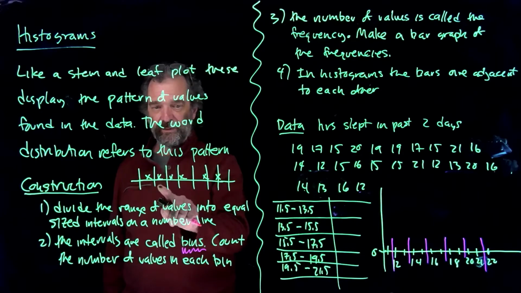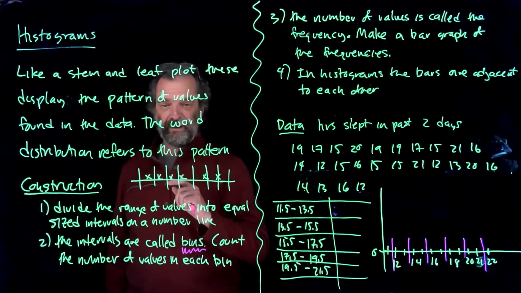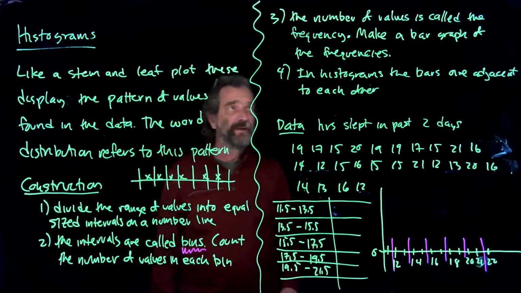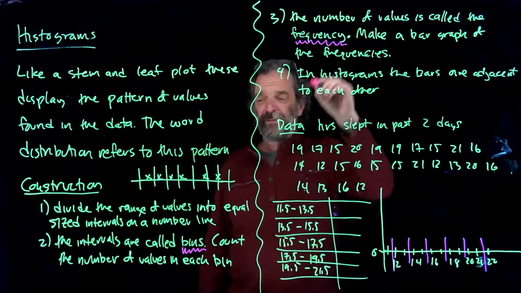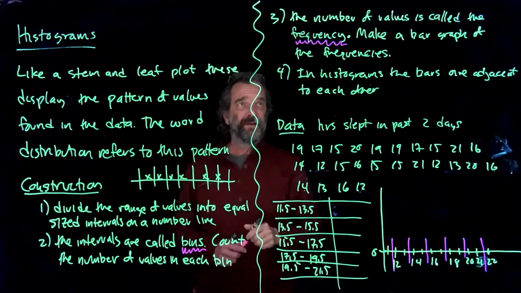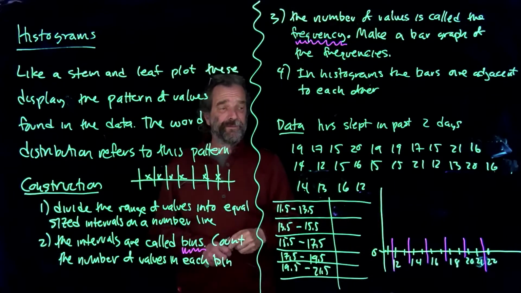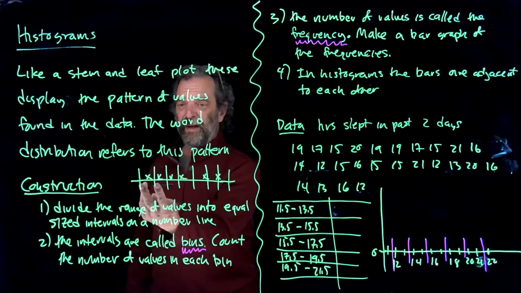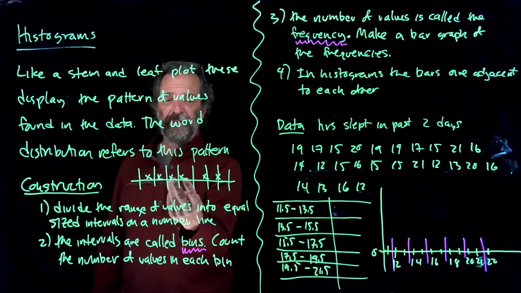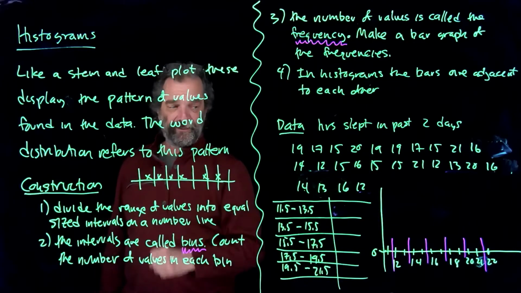Okay, so here are 1, 2, 3, 4, 5, 6, 7 bins in this hypothetical example. The number of values is called the frequency. So in each bin there's a frequency associated with that bin. Make a bar graph of the frequencies. In histograms, the bars are adjacent to each other. So basically what's going to happen is you're going to have a bar over each of these intervals, counting how many values are in the interval.